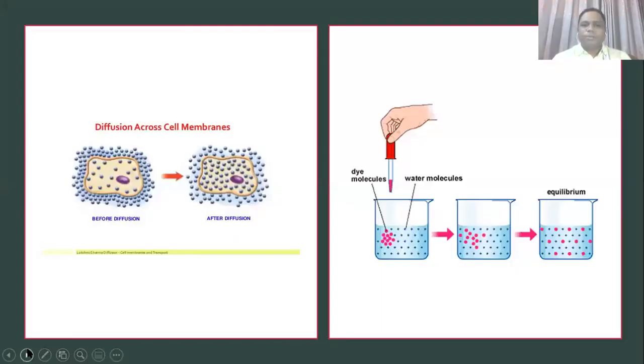Here are some more examples of diffusion. You can see it can happen inside the cell also. Diffusion across the cell membrane: you can see the concentration before diffusion and after diffusion. There was a concentration difference inside and outside. Now you can see it is almost the same. Another example, in the right hand figure, you can see molecules are spreading out. Here you can see the concentration level, this is the intermediate and this is the final level.